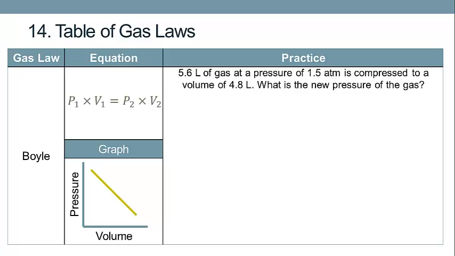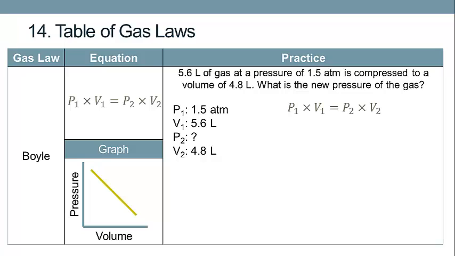So if my volume is small, that means I have a very small container of gas. So those particles are going to be more likely to collide and we have high pressure. In our practice problem, we'd have to identify our conditions. And then we can just rearrange our equation.